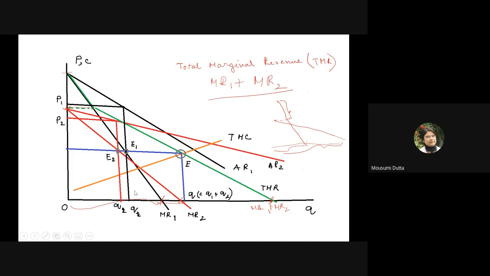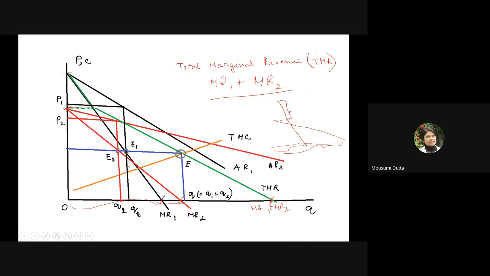So we are getting the profit maximizing output of market 1, dropping a perpendicular from E1 to the Q axis. And we are also getting the profit maximizing output in market 2, dropping a perpendicular from E2 along the output axis. Is this step clear? How we are understanding how much will be sold in market 1 and how much will be sold in market 2? Any question, any query? No, ma'am. Okay.